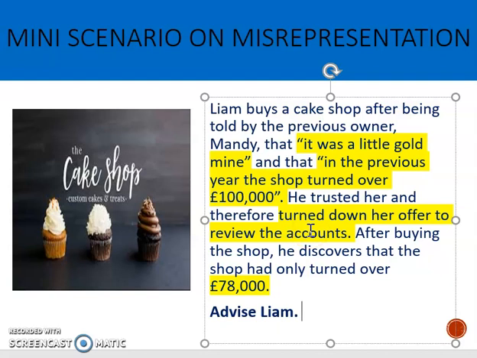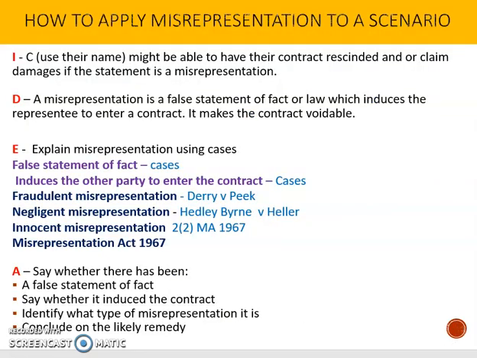So now we know what the issues are here. How do we write that up nicely to get full AO1 and AO2 marks? Let's have a look at how we use IDEA specifically on misrepresentation. As always, we're going to IDEA: identify, define, explain, and apply. So we would identify that the claimant, in this case Liam, might be able to have their contract rescinded and/or claim damages if the statement is a misrepresentation. We then define misrepresentation.